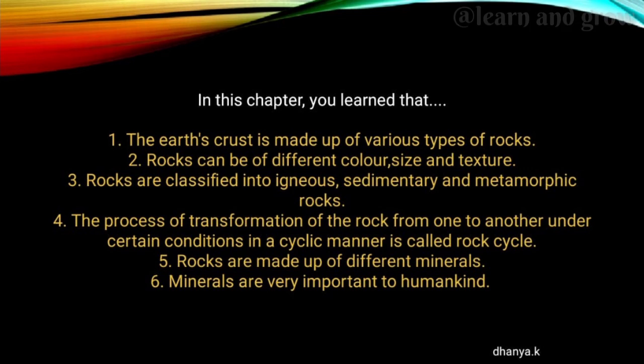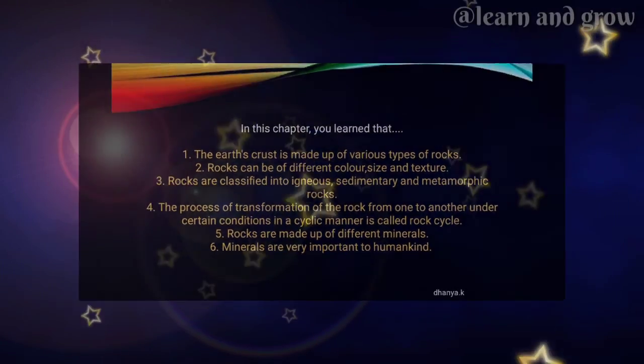The process of transformation of the rock from one to another under certain conditions in a cyclic manner is called rock cycle. Rocks are made up of different minerals. Minerals are naturally occurring substances which have certain physical properties and definite chemical composition.